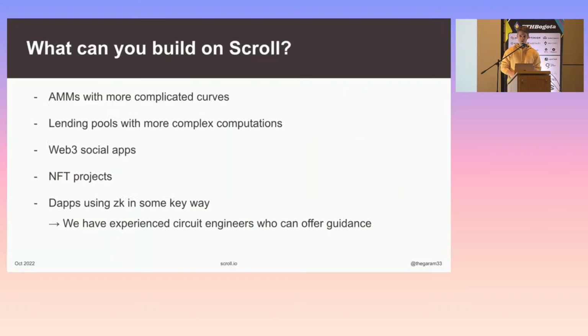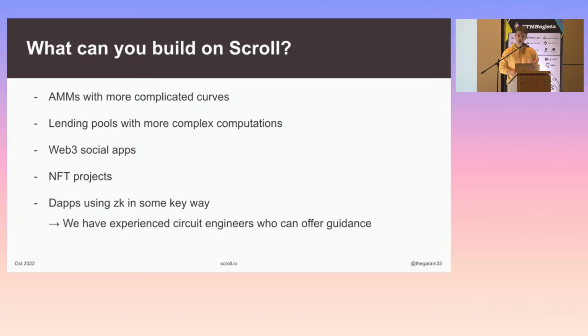And what can you do? We are a sponsor at this hackathon, so we would really like to welcome you to build on Scroll. If you've built on Ethereum before, then it's very seamless, very easy to move to Scroll. And you can build all kinds of applications because Scroll is a general purpose layer 2. For instance, you could build some more complex AMM DEXs that might not be feasible on layer 1 because of the computational burden. Or similarly, some lending pools with more complex borrowing computations.